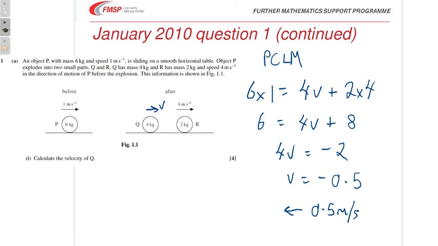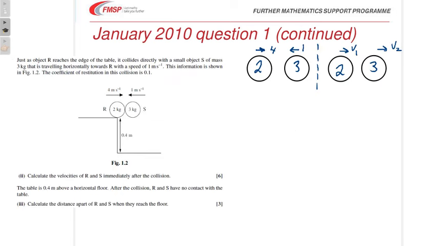On to the next part now. Object R, the other part of the exploded object, is travelling at 4 and it reaches the edge of the table. So here it is, object R travelling at 4. It reaches the edge of the table and collides directly with another small object, S, of mass 3. It's travelling towards it with a speed of 1. So here's my diagram, an important diagram of the speeds before and after impact, with the masses drawn inside the circles, just so that we don't get them mixed up.